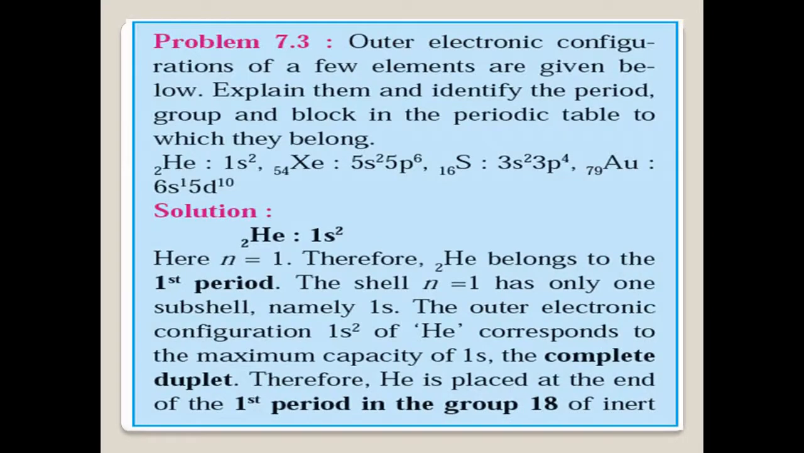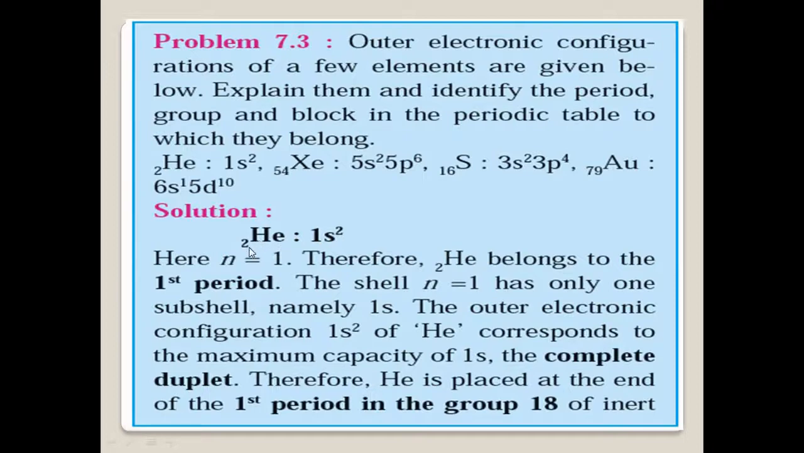Let's see a problem on this which is given in our book. Outer electronic configurations of a few elements are given below. Explain them and identify the period, group and block in the periodic table to which they belong. Okay, for example, helium, the electronic configuration is 1s2. So 1 indicates its period, 2 indicates its electrons and s indicates its block. So let's see the solution for this.